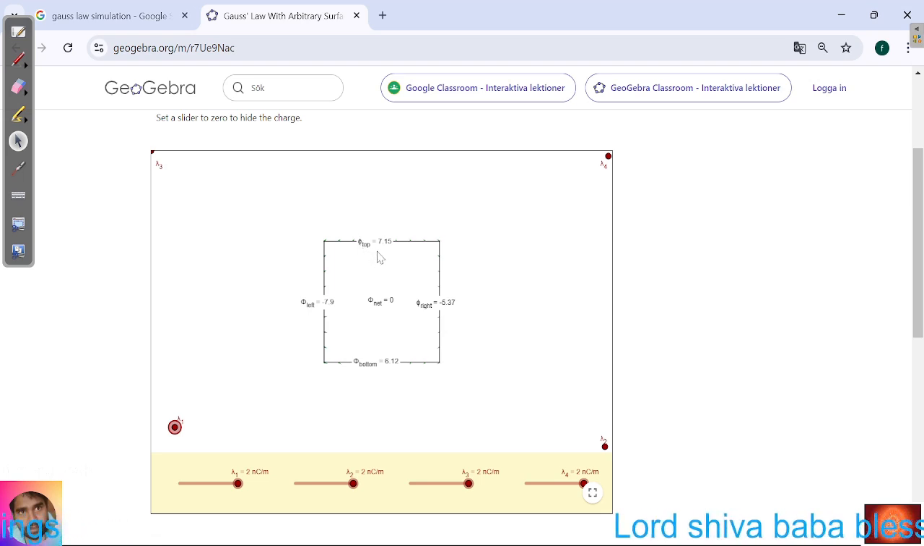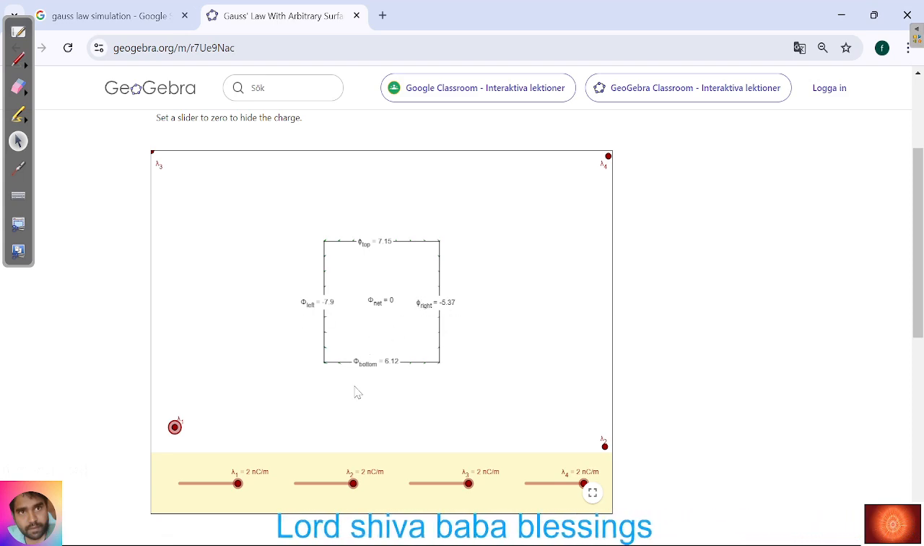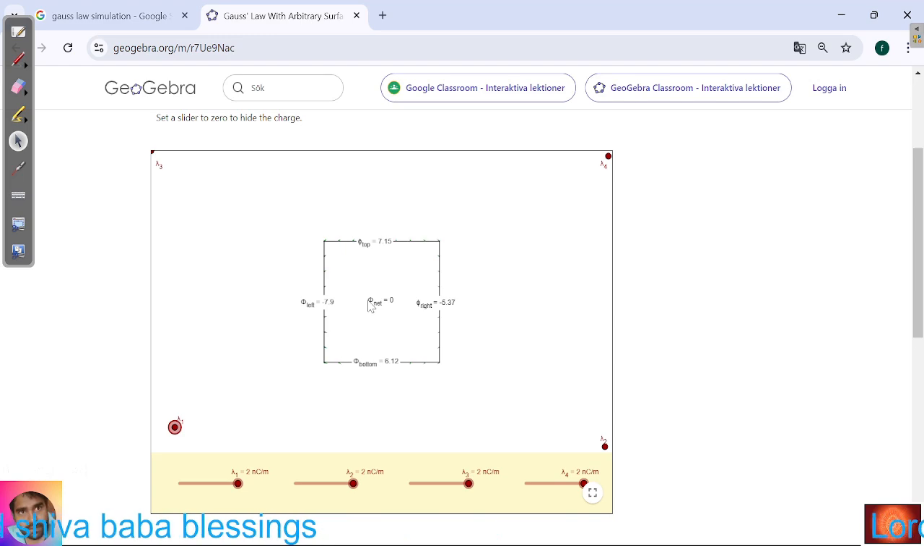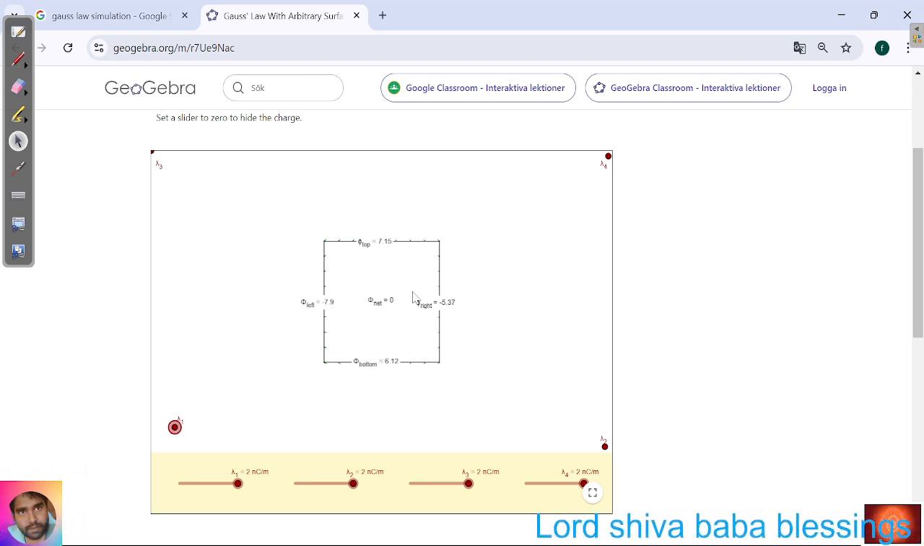Phi top means the amount of flux which is coming out of the top surface, left surface, this is your right surface, and this is your bottom surface. So when you add all the flux, we'll be getting phi net, that is nothing but total flux. Right now it is 0 because there is no charge present within the Gaussian surface. So the net flux is 0.